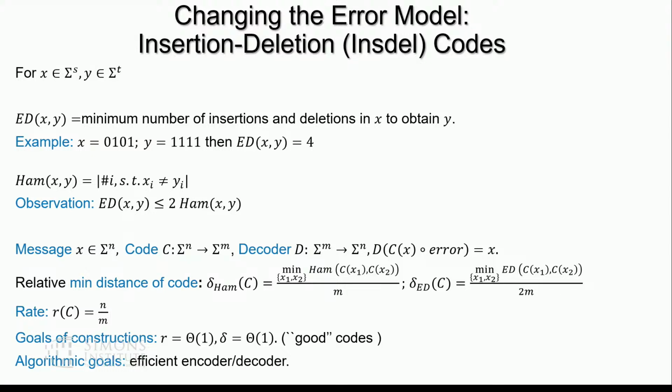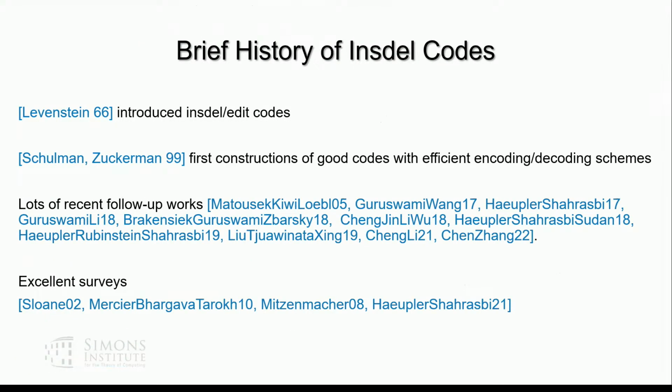We want good codes, so codes with constant rate and constant distance, so this would be in the classical setting, and algorithms that are efficient for both encoding and decoding. Insertion deletion codes were introduced in the 60s by Levenshtein, but only in 1999, Schulman and Zuckerman came up with the first construction of good codes that also have efficient encoding and decoding algorithms. So about 30 years later.